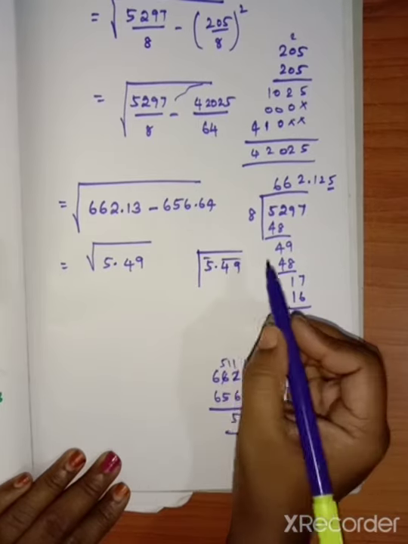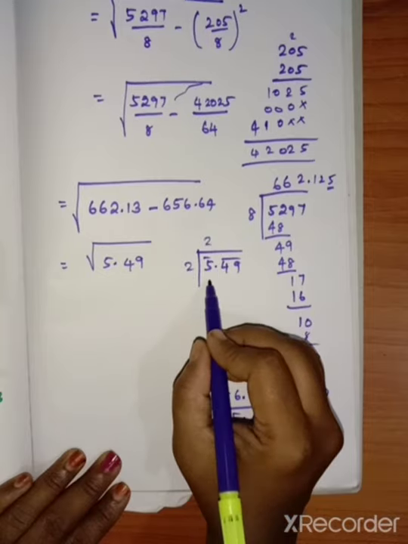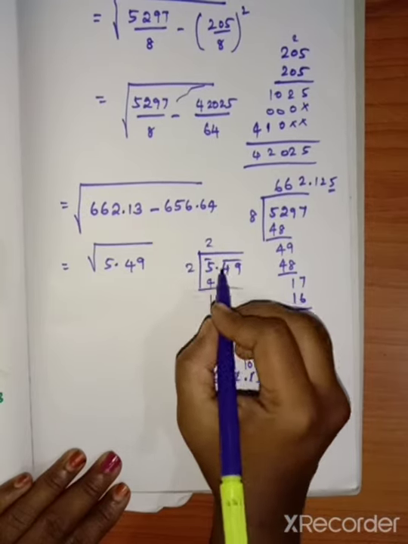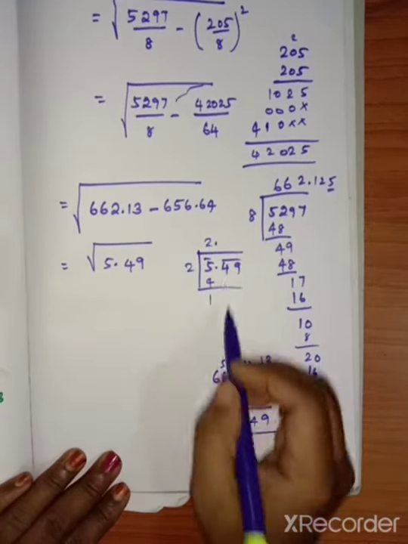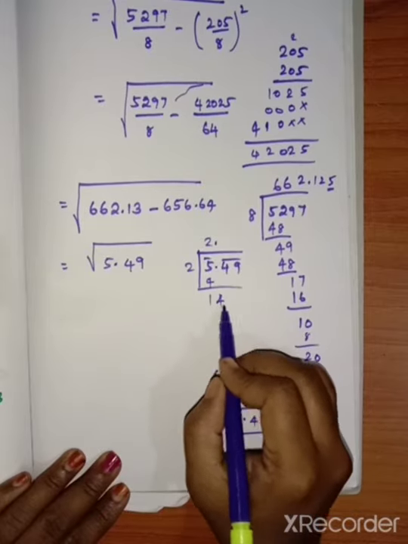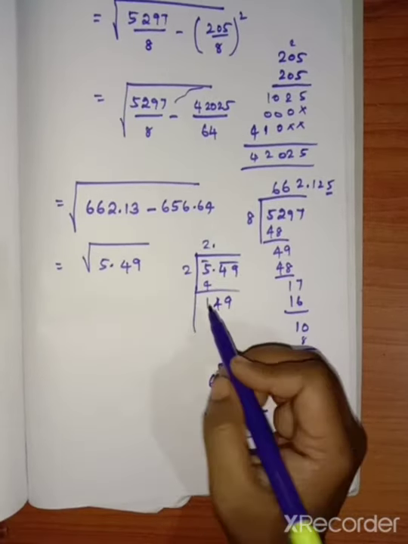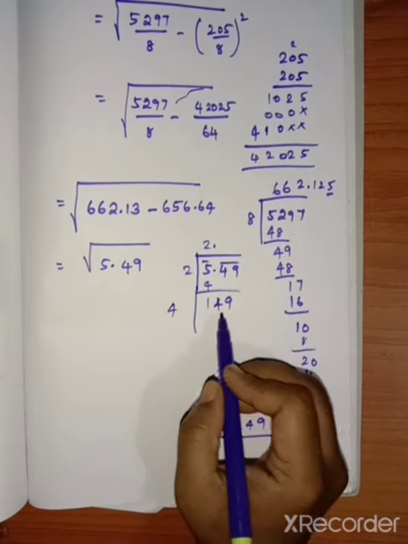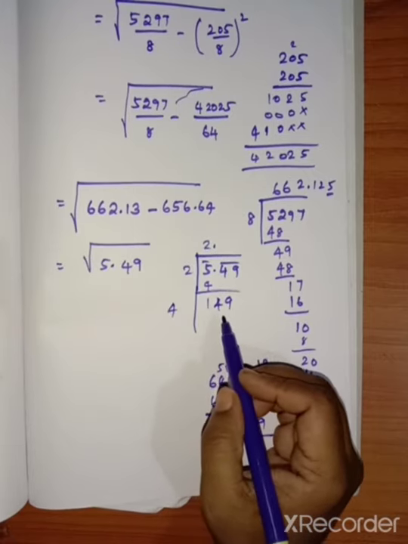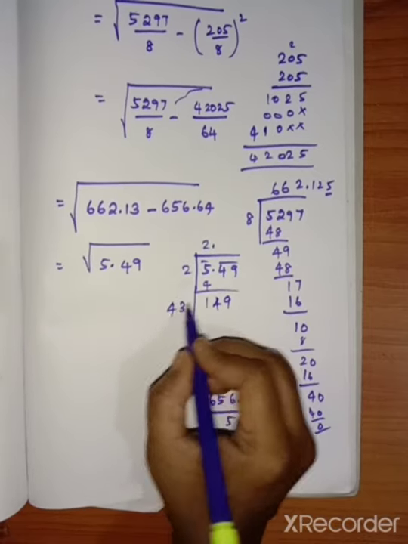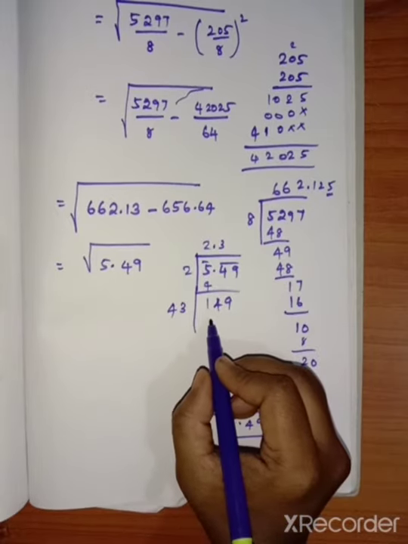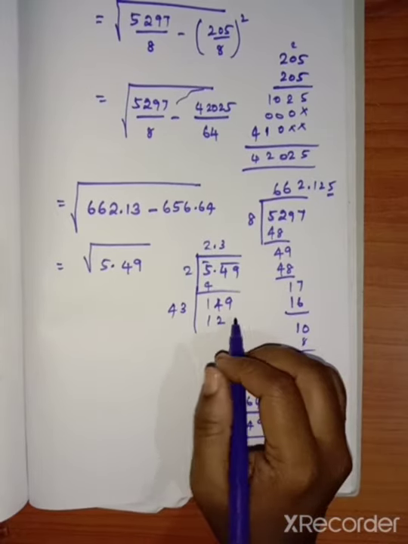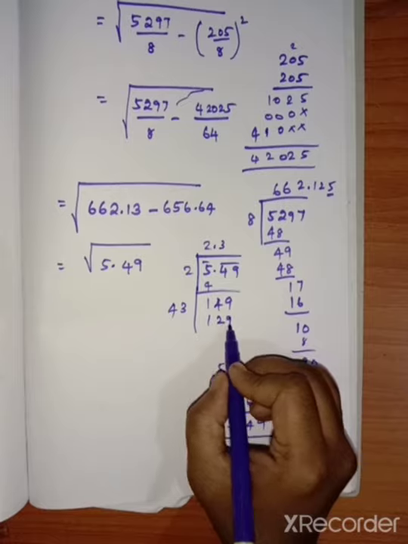So 1 2 is there, 2 2s are 4, remaining 1. The decimal point move on upward, that is in the quotient place. So 49 is fell down. Then 2 2s are 4. Here we want to use that 3, it is possible. So 3. So 3 means 129.